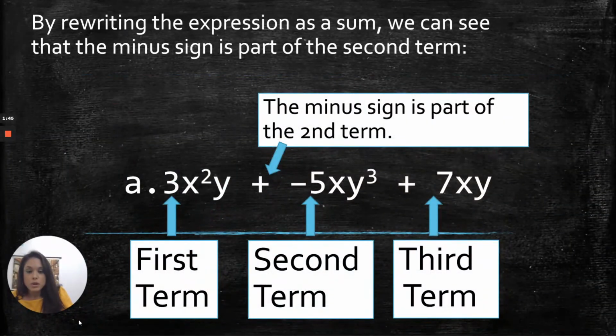So here we have the same polynomial. Here is our first term, 3x squared times y, and it's broken down right here. This is the beginning of the second term. The second term includes the sign, so we're going to include this negative sign with the 5 times x times y cubed. If you need to cut it off right before the next sign, we have a plus 7 times x times y. So we have three terms in this polynomial.